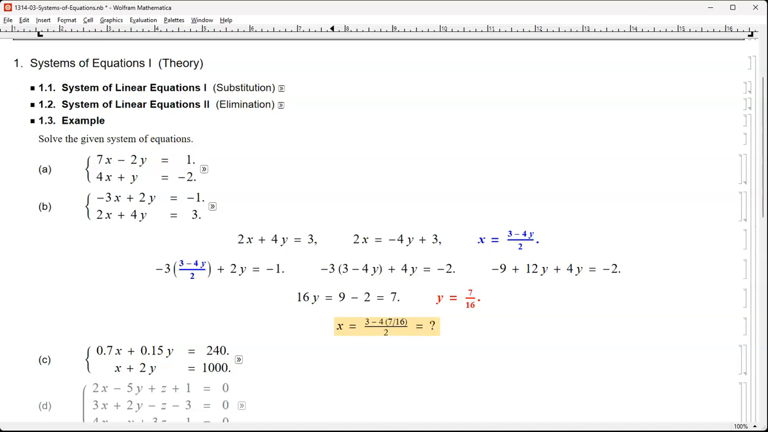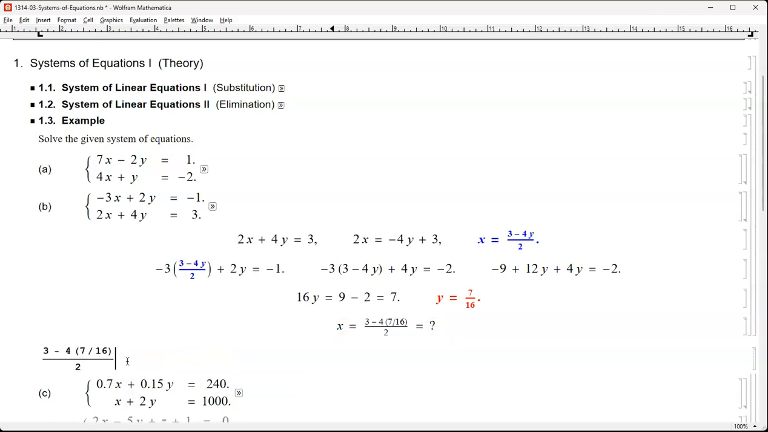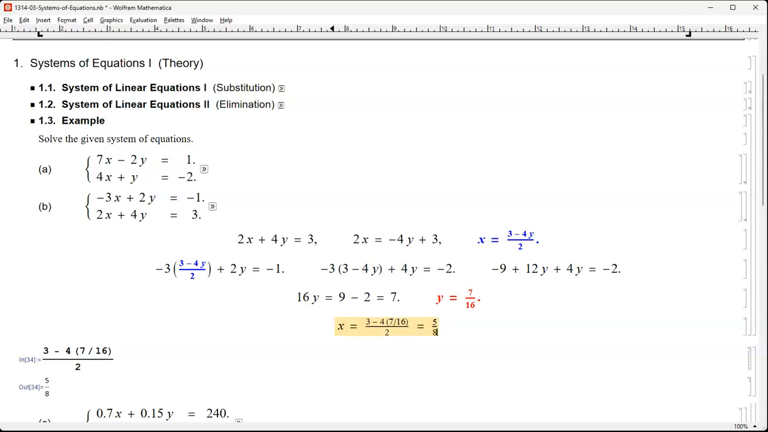Well, you can use a calculator for that. I mean, yeah, multiply by 16 and no, I don't think it's worth our time. So let me use a computer algebra system for that kind of computation. Turns out we have 5/8. Okay, we have the answers. X is 5/8 and y is 7/16.